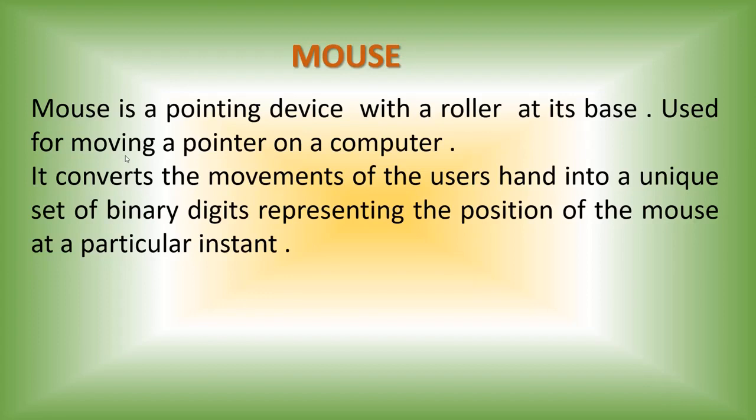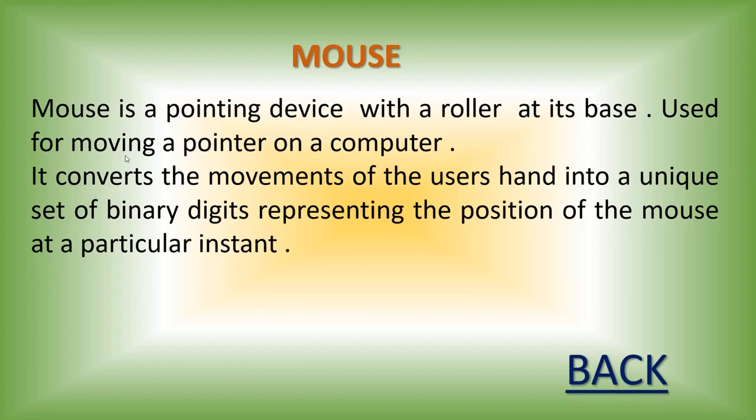So the mouse is a pointing device with a roller or a light sensing device at its base. When you move the mouse, the movement of the user's hand is identified and converted into binary digits, which are then passed to the computer. It converts the movement of the user's hand into a unique set of binary digits representing the position of the mouse at that particular instant, and that identifies the position of the mouse pointer on the screen.